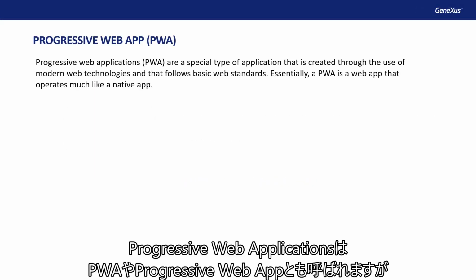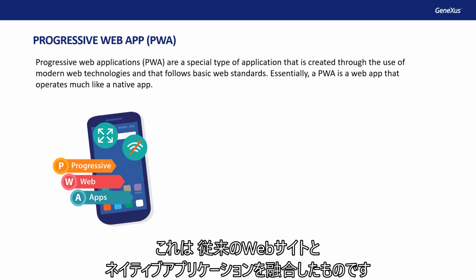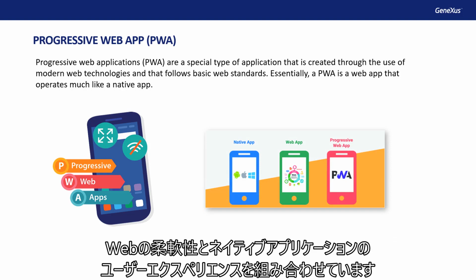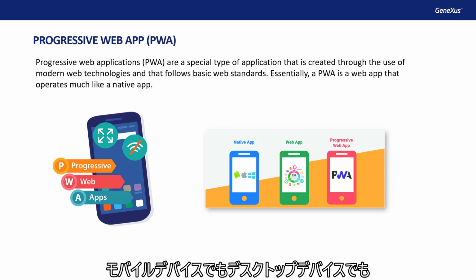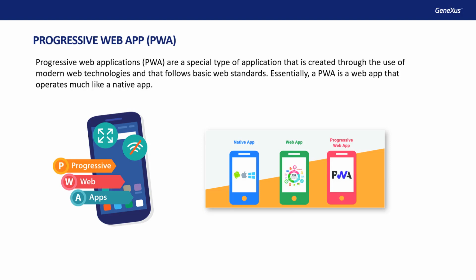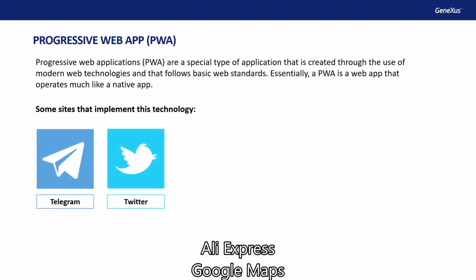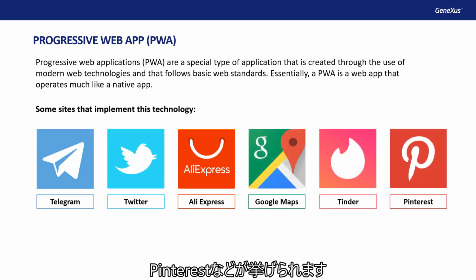In order to approach the topic of progressive web applications, also called PWAs, Progressive Web App, we can say that they're a mix of traditional websites and native applications. They combine the flexibility of the web with the user experience of a native application. These applications can be installed locally on the device we're using, whether it's a mobile or desktop device. Some sites that have already implemented this technology are Telegram, Twitter, AliExpress, Google Maps, Tinder, Pinterest, among others.